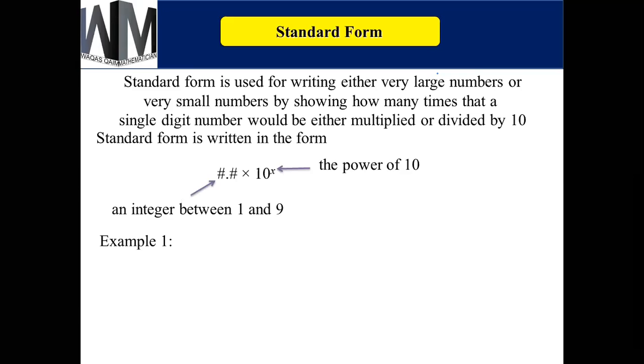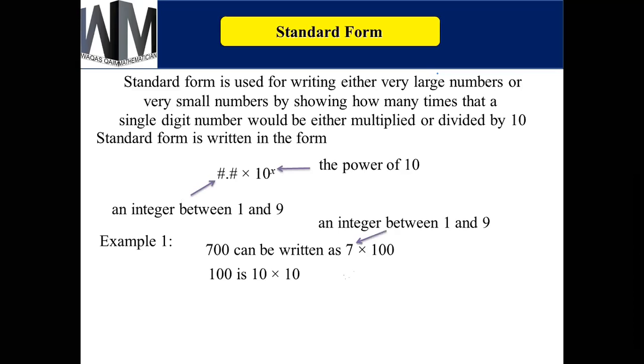Okay, now let's see example number 1. We are going to write 700 in standard form. So 700 can be written as 7 into 100, and 100 can be written as 10 squared. So 700 can be written as 7 into 10 squared. That will be the standard form of 700. Any confusion with this one?